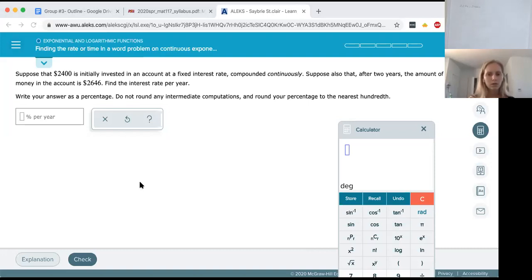So we don't know what R is, right? Oh, compounded continuously, suppose, after 2 years. Yeah, okay. So this is E to the R times 2, is that right? Yeah, I think so, because it's 2 years. So let's write that 2R. You can see that? Yeah.